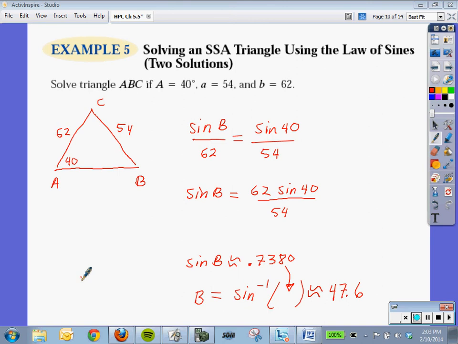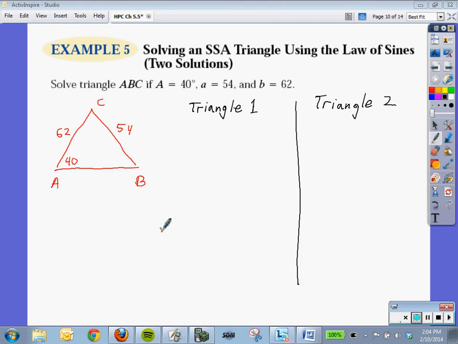But because this is the ambiguous case, there's a possibility of another triangle. And there actually is another triangle. We're told in the directions that there are two solutions. There are two triangles here. So let's figure out what that other triangle is.